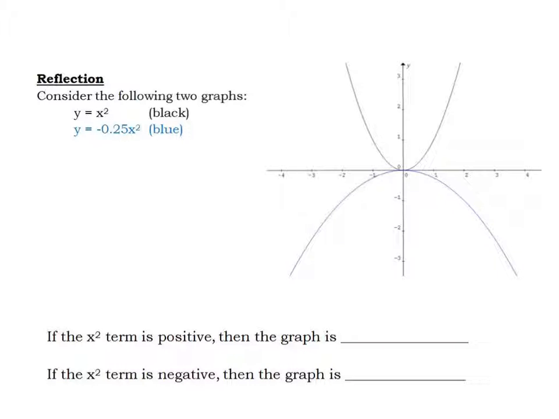The unofficial terms: we call this a happy parabola because it looks like a smiley face, and we call this a sad parabola. It's not a really mathematical term, but maybe that helps you remember it. The more mathematical way of saying it is that if the x squared term is positive, like the black graph, then the graph is upright. And if the x squared term is negative, like the blue graph, then the graph is inverted.